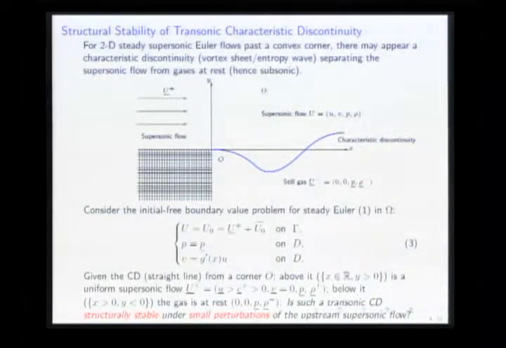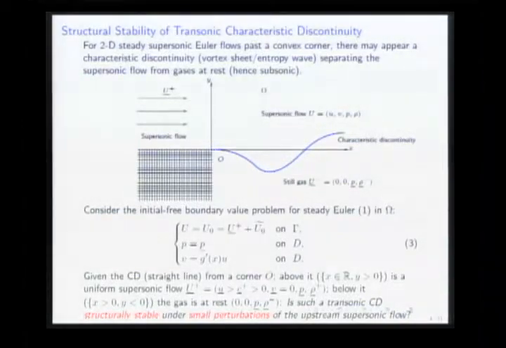So we have incoming supersonic flow, a uniform state. It's a straight flow, so the V component is 0. So what happens is we have a supersonic flow coming over. You can consider this as a flat wall. At this convex corner, there emerges a transonic characteristic discontinuity. So this is a vortex sheet, or an entropy wave, or a combination of both.